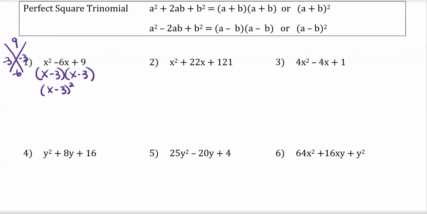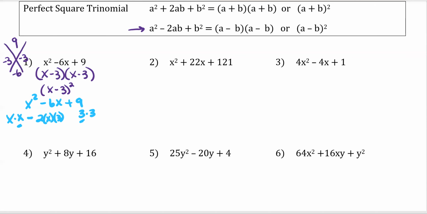But let's take a look at the pattern. The pattern is, if the first number is a perfect square, which it is, x times x, and the last number is a perfect square, which it is, 3 times 3. Is the middle 2 times a times b, where a is x and b is 3? And sure enough, 2 times 3 is 6, and the middle term is 6x.